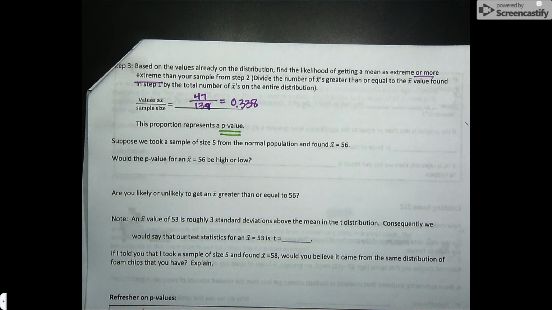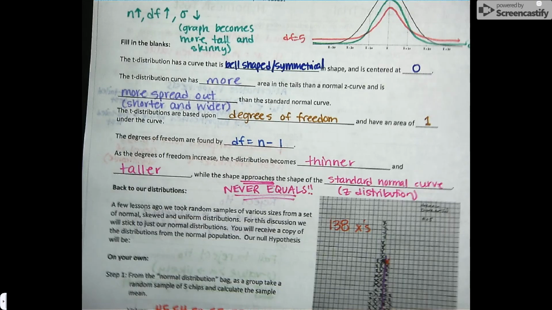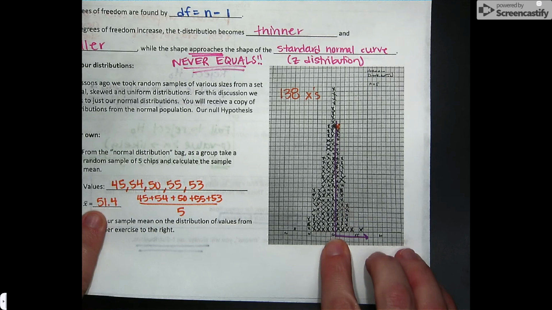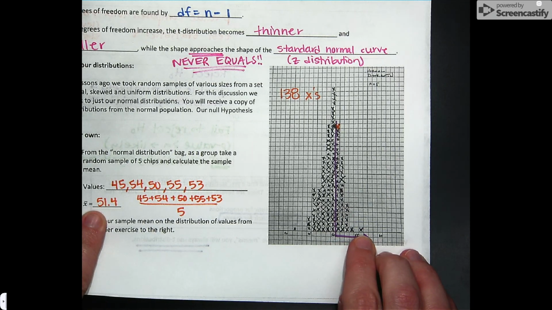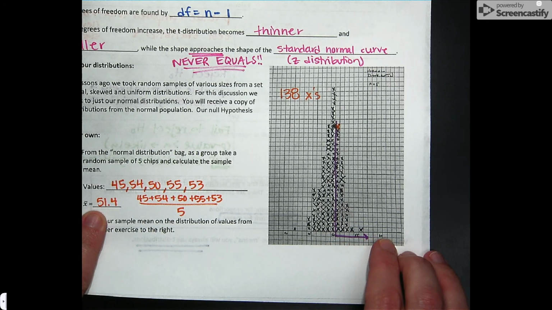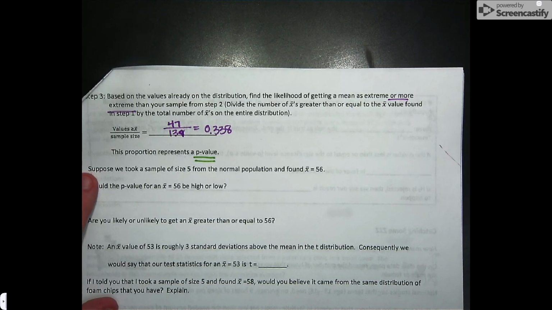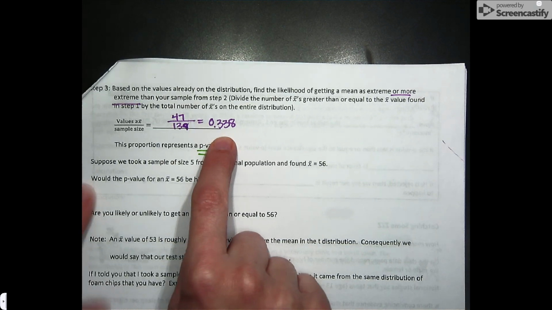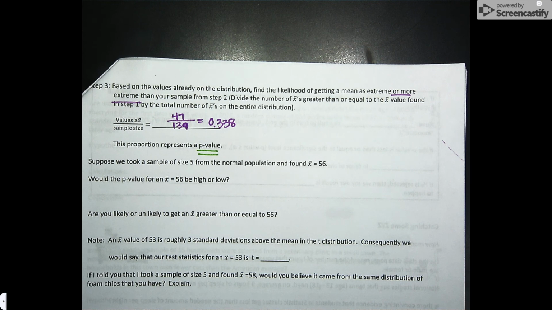So let's say we took a sample of size 5 and found that x bar was 56. Looking at the distribution, our x bar value was 51.4. If we get 56, which is right here, we want that or more extreme. Do you think that the p-value is going to be high or low compared to our previous p-value? Hopefully you guys are saying low.